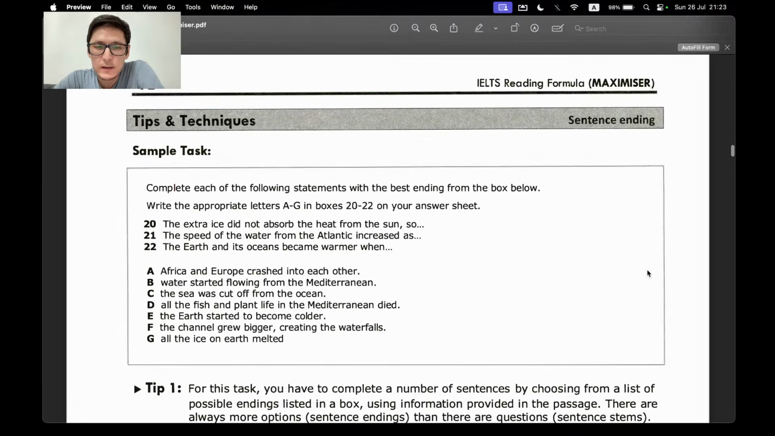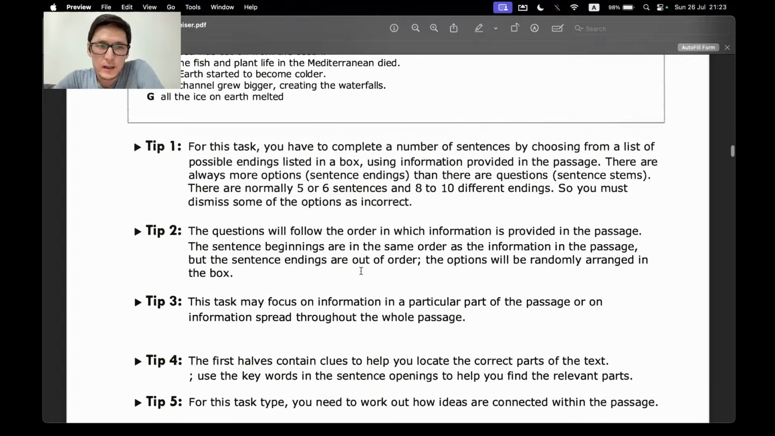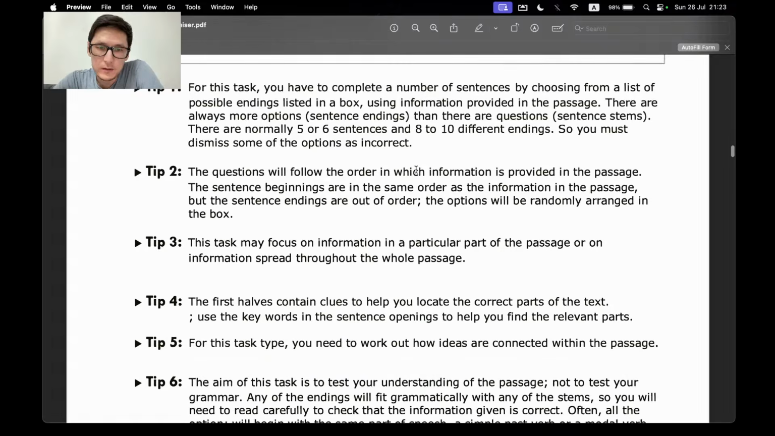Sentence endings. Here you have sentences, part of the sentence is the beginning and part is the ending. You have 3 beginnings, but you have 7 endings. So 4 endings are extra. For this task, you complete the sentences by choosing from a list of possible endings. The questions will follow the order of the text.